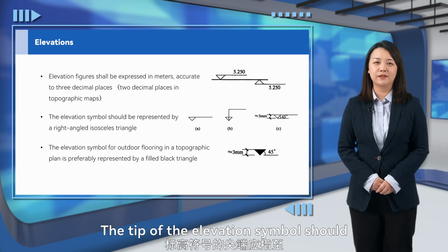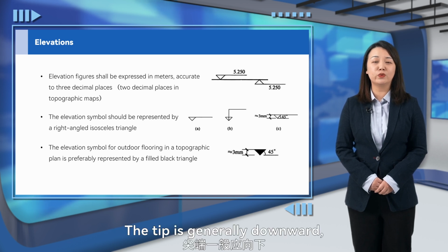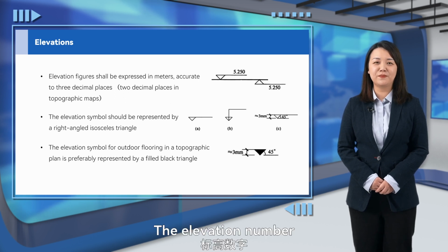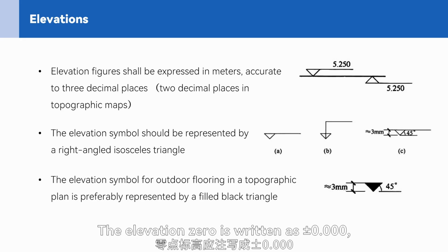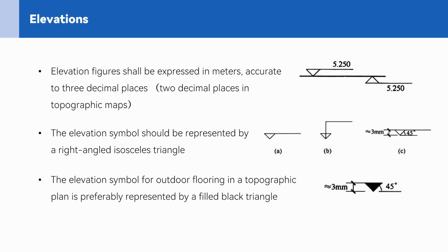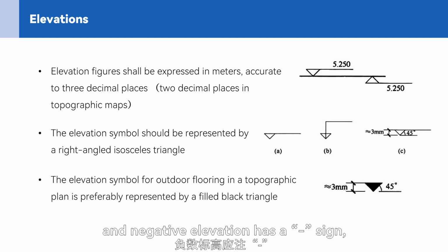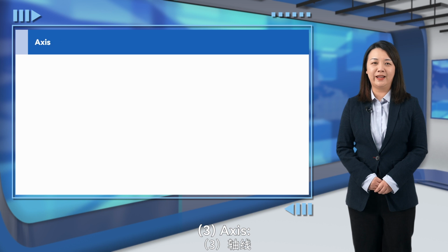The tip of the elevation symbol should point to the height being annotated. The tip is generally downward, but it can also be upward. The elevation number should be written to the left or right of the elevation symbol. The elevation 0 is written as plus or minus 0.000. Positive elevation does not have a plus sign, and negative elevation has a minus sign. For example, 3.000, minus 0.600.